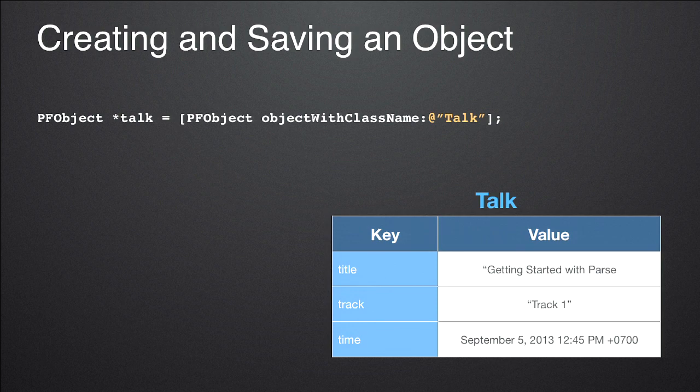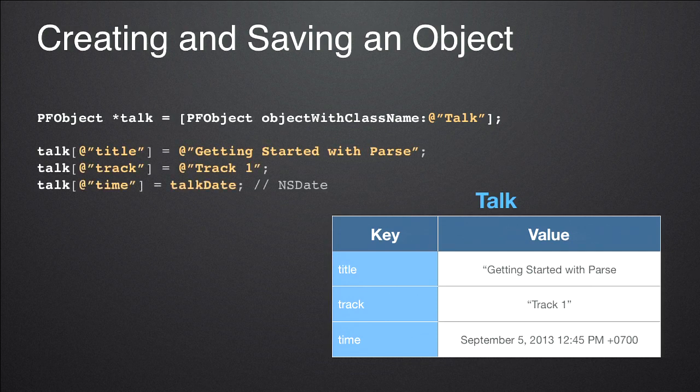In Parse, we use PFObjects to represent our data. A PFObject, if you have worked with NSDictionary before, is very similar. It's a map of keys and values. So let's create our first PFObject and give it the class name talk. Then we can just go ahead and give it a title, a track, and a time. You can use strings, dates, even geopoints as the values of your keys.